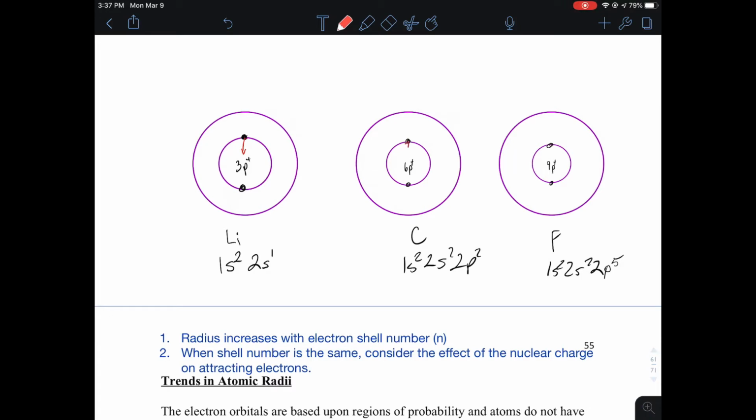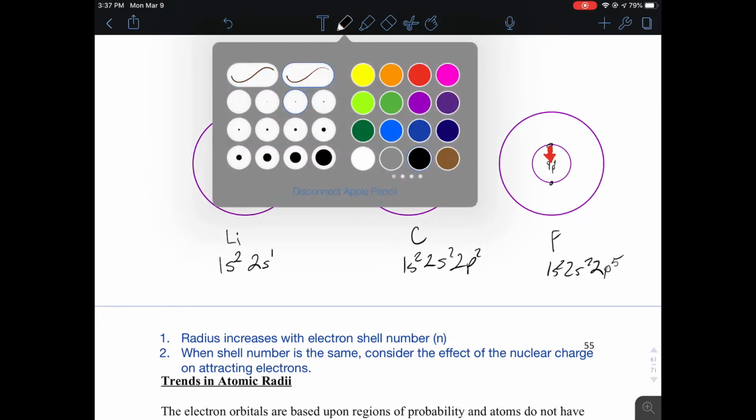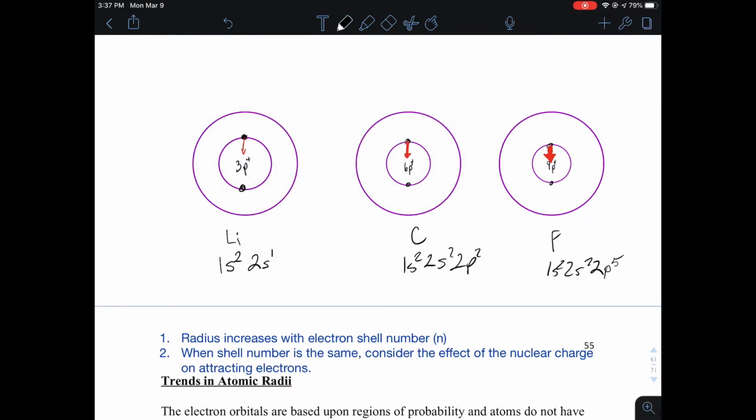We have, if we want to draw a little arrow, we have a little arrow here, we have a bit of a bigger, thicker arrow here, and then we have this massive arrow right here. This is a huge attraction. So we can think that the amount of attraction to that nucleus is getting larger. Okay, so let's do the same thing for our electrons.